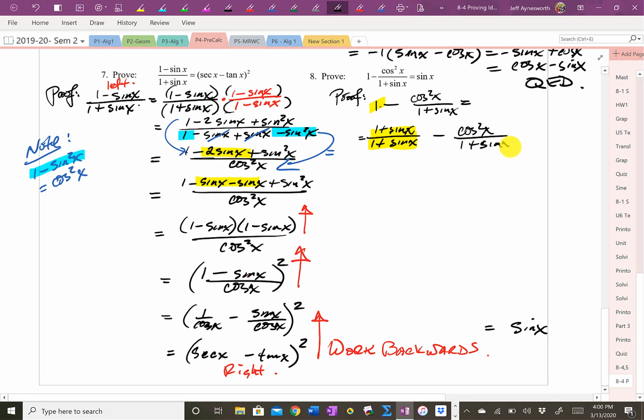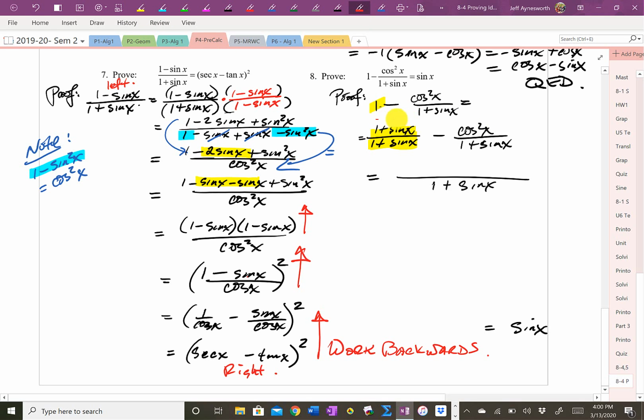Notice they have the same denominators now. Now I can write it as one fraction. The denominator is 1 plus sine x. Whenever you add fractions, the denominator does not change, going back to fourth grade. They look different now because we're in pre-calc, but whenever you add or subtract fractions, the denominators do not change.